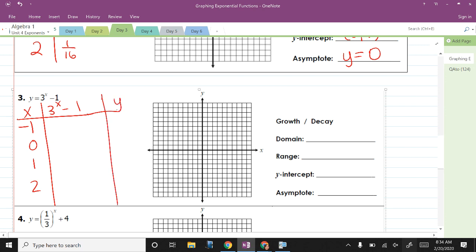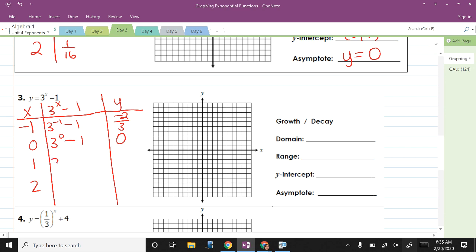I'm going to give myself some space to work these out. All right, so the first one is 3 to the negative 1 minus 1. So that's 1/3 minus 1, isn't it? 3 to the negative 1 is 1/3. 1/3 minus 1 is negative 2/3, right? And again, if you use your calculator, as long as you get it right, I don't really care. So 3 to the 0 minus 1. What's 3 to the 0 power? 1 minus 1 is 0.